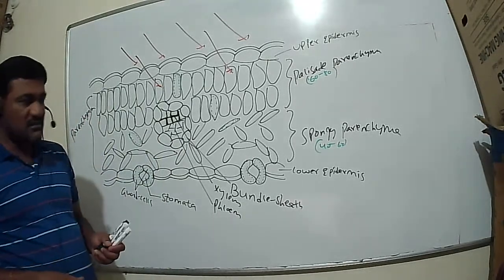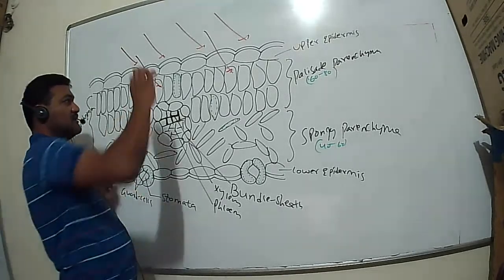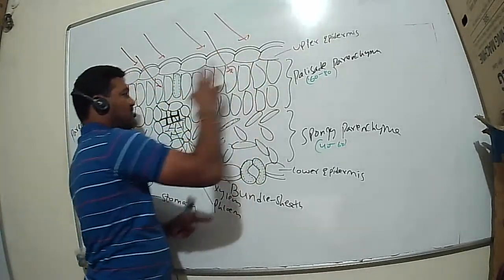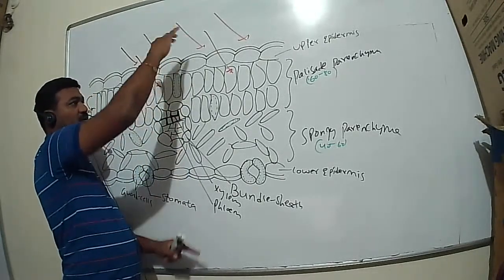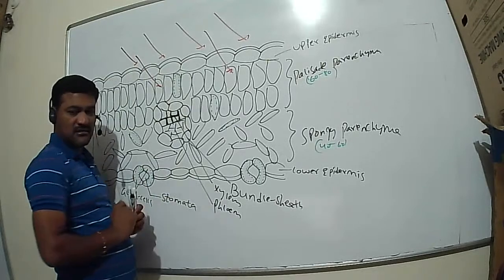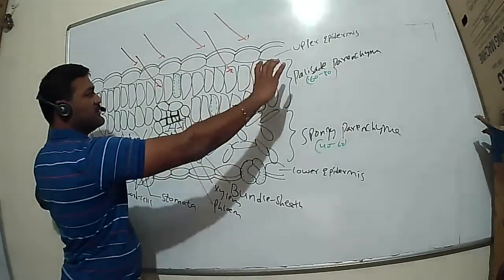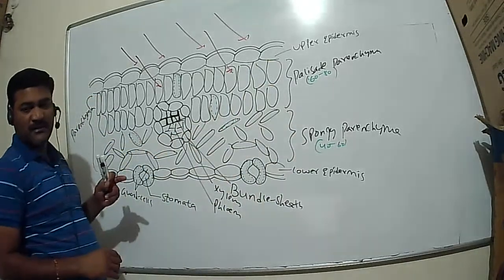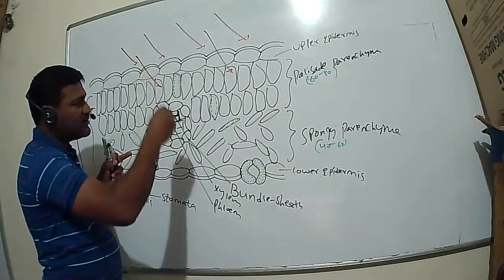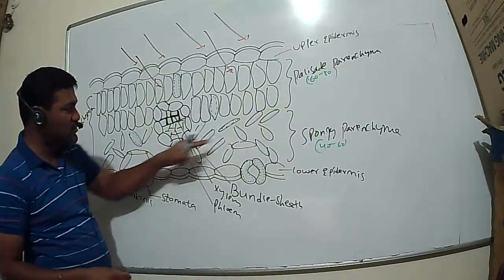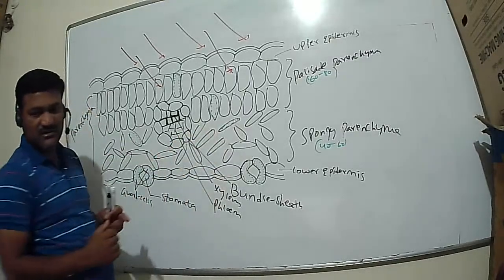This is the TS of leaf. You have three structures here: the epidermis, the parenchyma, and the vascular bundle. When you show the epidermis, show upper and lower cuticle, stomata, guard cells. And when you talk about parenchyma, there are two kinds: upper palisade parenchyma and lower spongy parenchyma. Upper palisade parenchyma cells are arranged vertically in columns with narrow intercellular spaces, whereas in the lower spongy parenchyma, cells are irregularly arranged with large intercellular spaces.